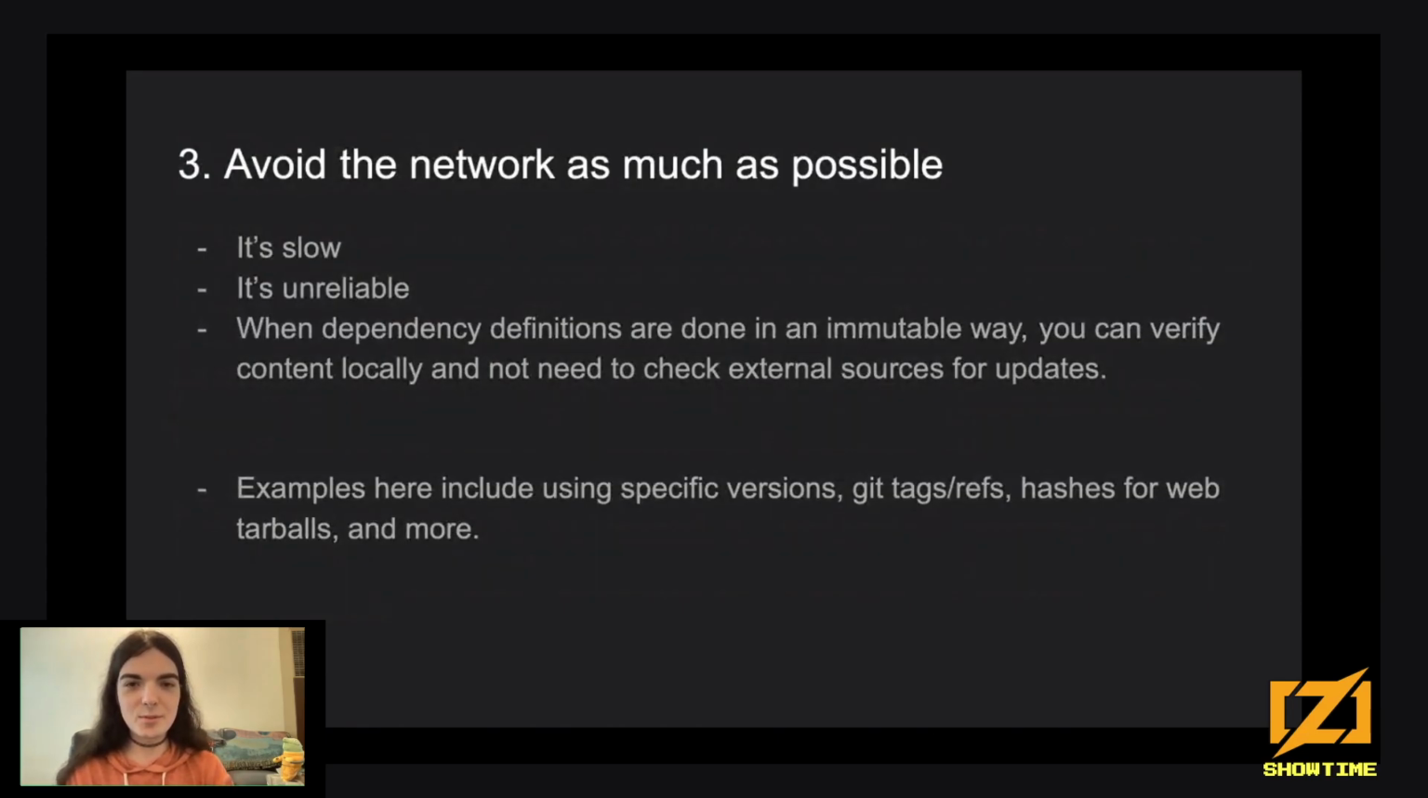Also, avoid the network as much as possible when fetching dependencies, because it's slow and unreliable. When your dependency definitions are done in an immutable way, you can fetch only what you absolutely need, which makes the fetching process a lot faster. Examples here are specific versions, git tags, hashes for tarballs, and more.